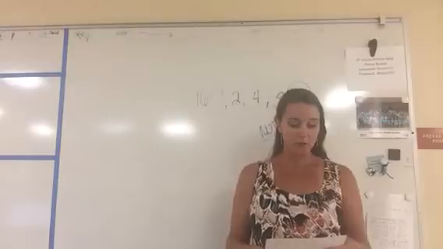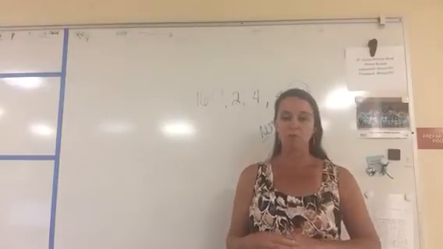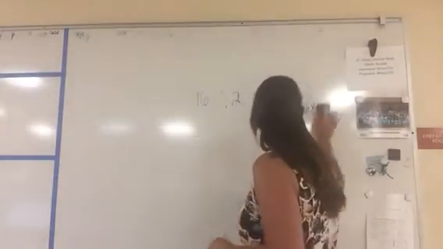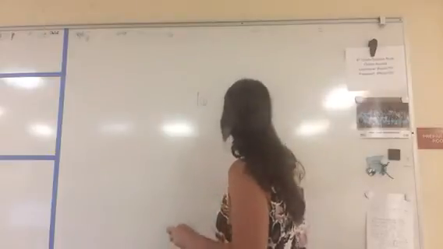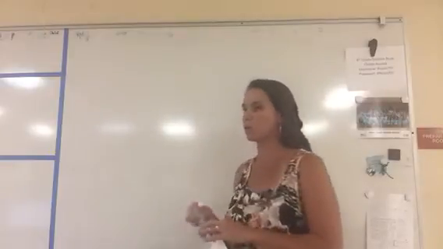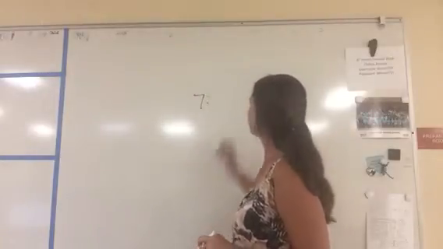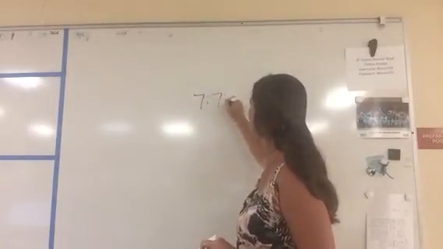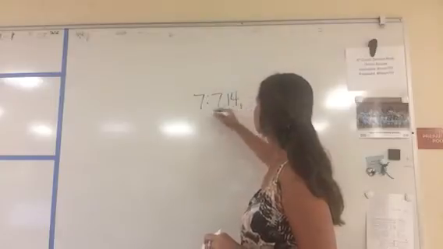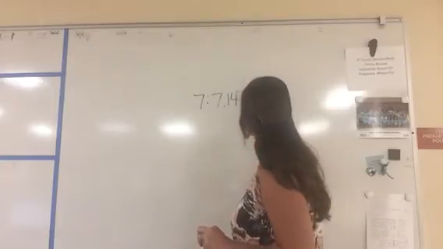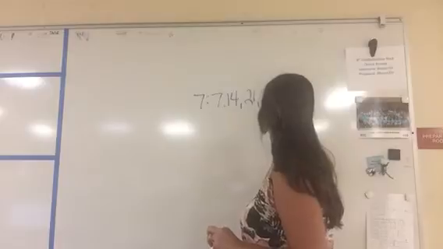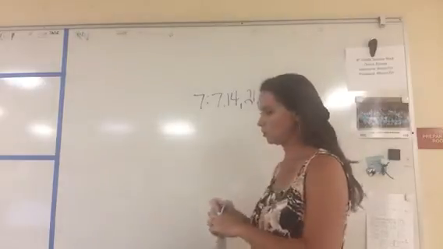Number 4 says, what is a multiple, and give examples. Remember, a multiple is all of the numbers that you get when you multiply that number times 1, times 2, times 3, times 4. So for instance, if I were to ask you for the multiples of 7, you would say 7 times 1 is 7, 7 times 2 is 14, 7 times 3 is 21, 7 times 4 is 28, 7 times 5 is 35, and so on and so forth.